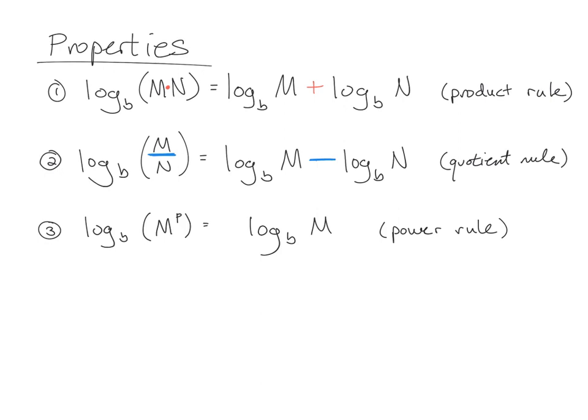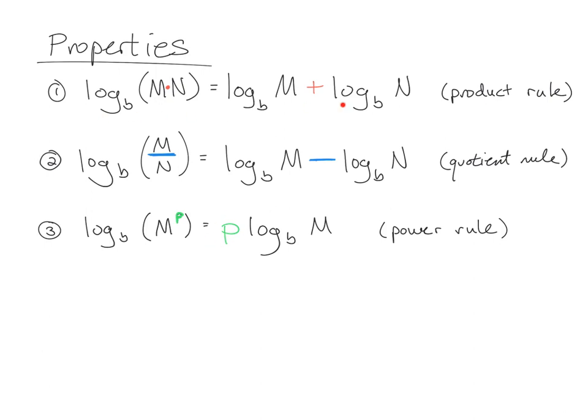And for the last one here, property number 3, we have log base b of m to the p power. What we can do with that p is we can move it to the front of the log. So what that means is we can take the exponent, the power, and move it to the front of the log. We can turn it into a coefficient.